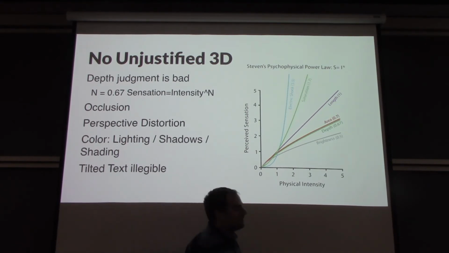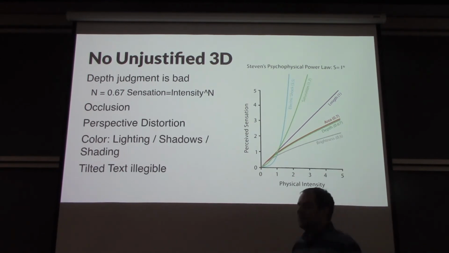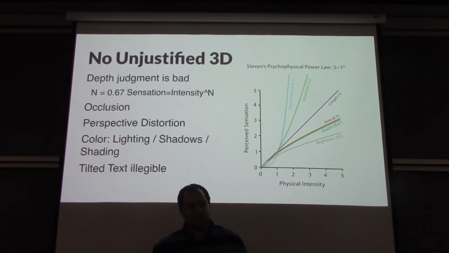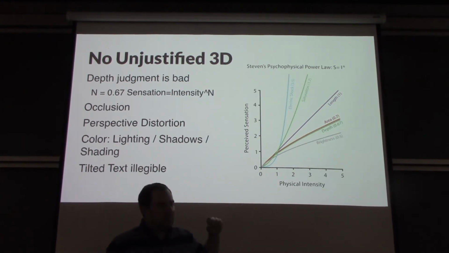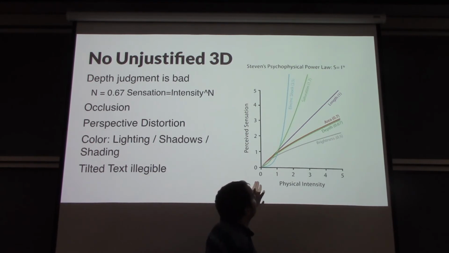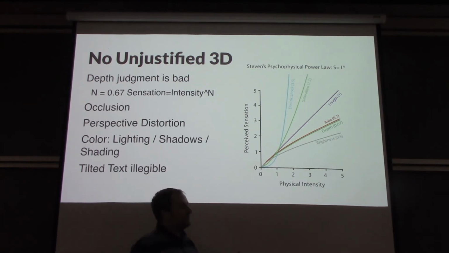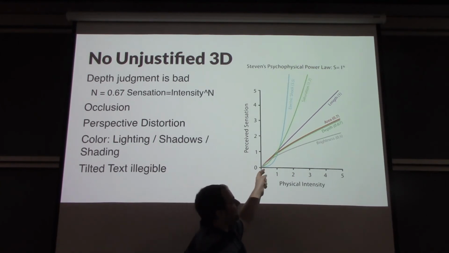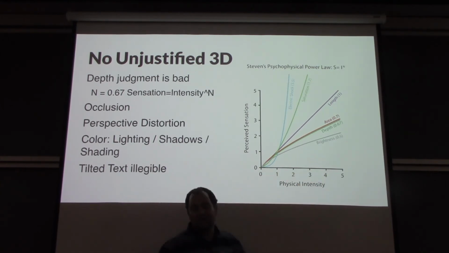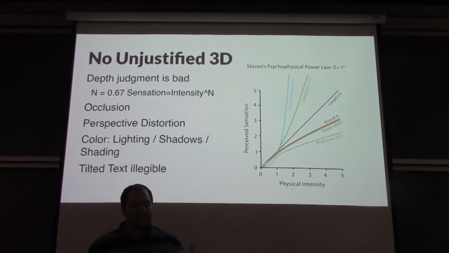We talked about 3D before. I just want to reiterate this point of no unjustified 3D. Remember from the lecture on perception, and also from when we talked about the Marxist channel, that we have the Stevens psychophysical power law, where we have the relationship between the physical intensity of a stimulus and the perceived sensation of the stimulus, where we had length as the only accurate one, and depth perception is something we tend to underestimate. And so that's one of the reasons why you shouldn't use 3D. You also have problems with occlusion.